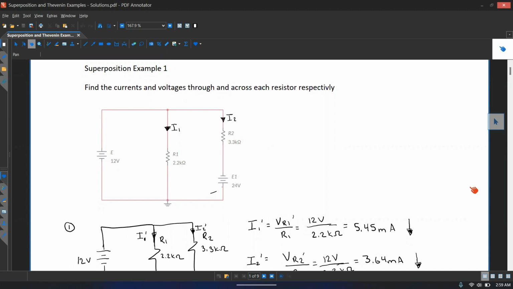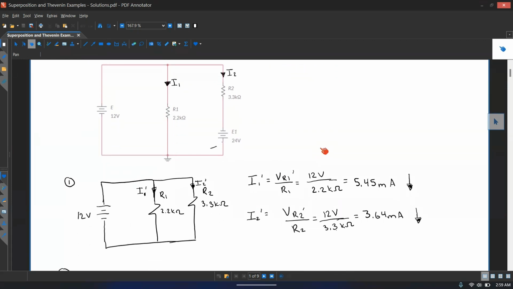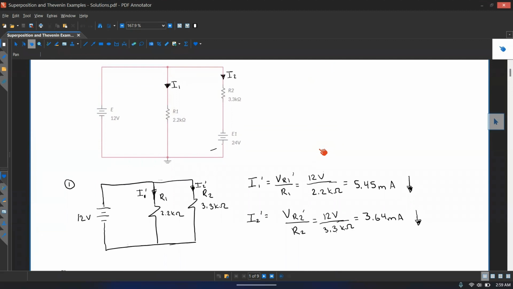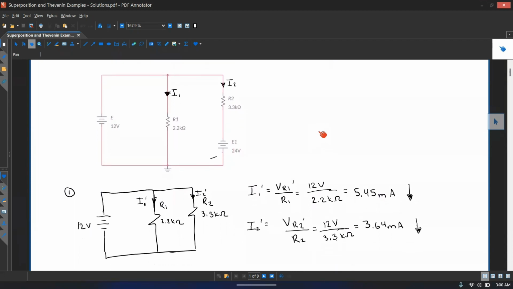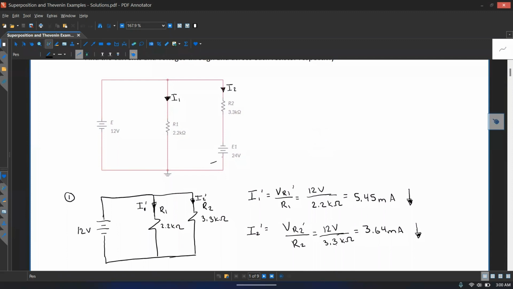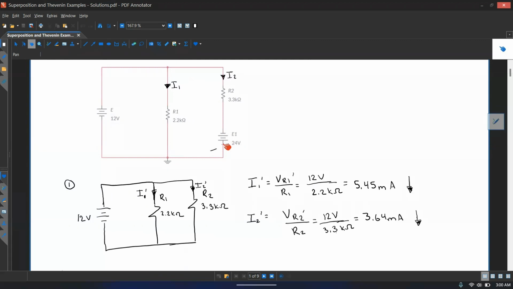So basically, what you want to start off with is that you just pick a source you want to start with. So for example, in this case right here, I decided to start with this source right here, which is the source that's on the right side of the circuit, and eliminating the source that is on the right side. And so how you eliminate a voltage source is that you just replace it with a simple short. So you short out the voltage sources.